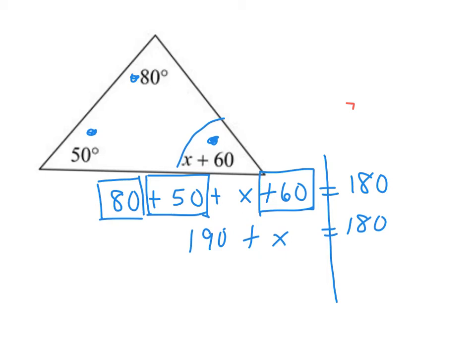My next step is to get the x by itself. I need to remove the 190. The 190 is positive, which means it's being added. So I need to subtract it. What I do from the left-hand side, I have to jump over here and do it from the right-hand side.